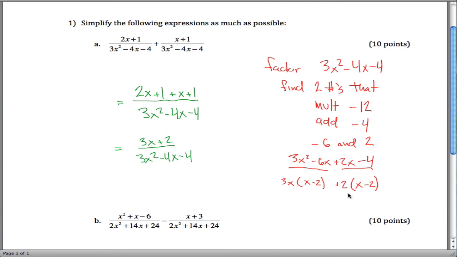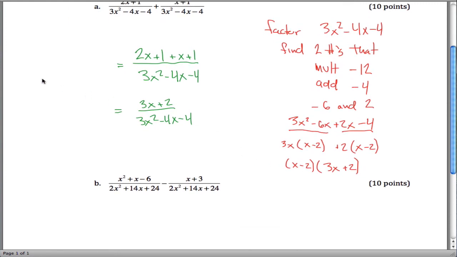And so what we now have are 2 terms, and they both have an x minus 2 in them. So we can factor out that x minus 2, and what we're left with over here is 3x, and what we're left with over here is positive 2. So this factors to this. So what I can then do is hop back over here, maybe in yet another color, and say, okay, really this is 3x plus 2 divided by x minus 2 times 3x plus 2.